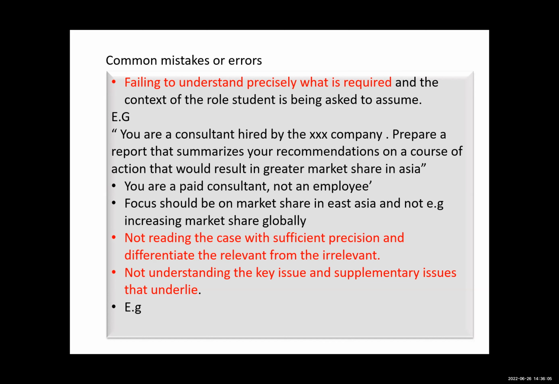One of the important things, which I will come to, is reading through. Properly, we don't even read through the case. That's the problem, right? Not reading the case with sufficient precision and differentiating relevant from irrelevant, and not understanding the key issue and supplementary issues. Please note this, this is the important thing. What is the key issue in the case? How do we do this?